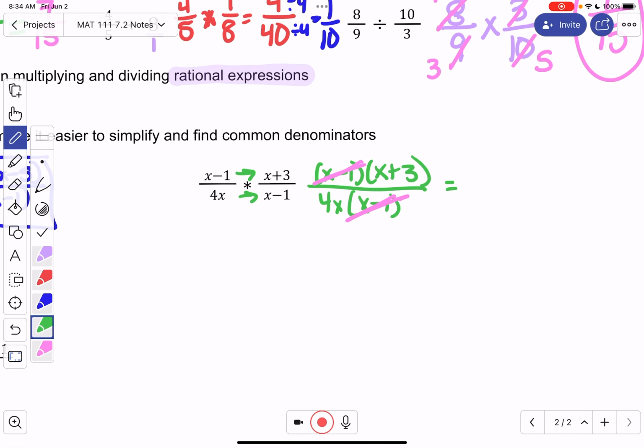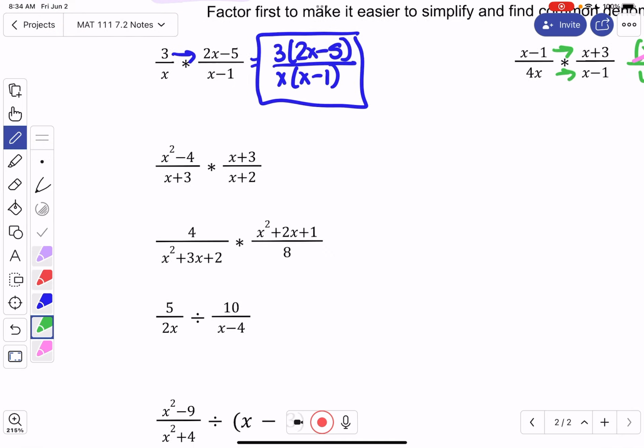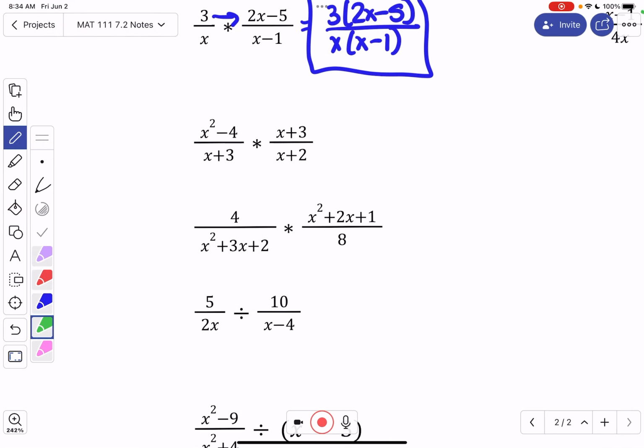So when we simplify those by canceling them out, we end up with x plus 3 over 4x. Now let's say the ones we start with aren't factored already. We're going to factor them first. This top one's a difference of squares. So the square root of x squared is x. The square root of 4 is 2. So it would be x plus 2, x minus 2.